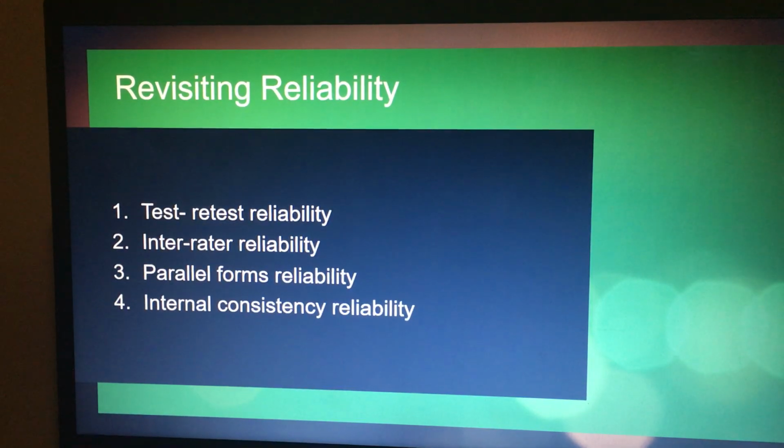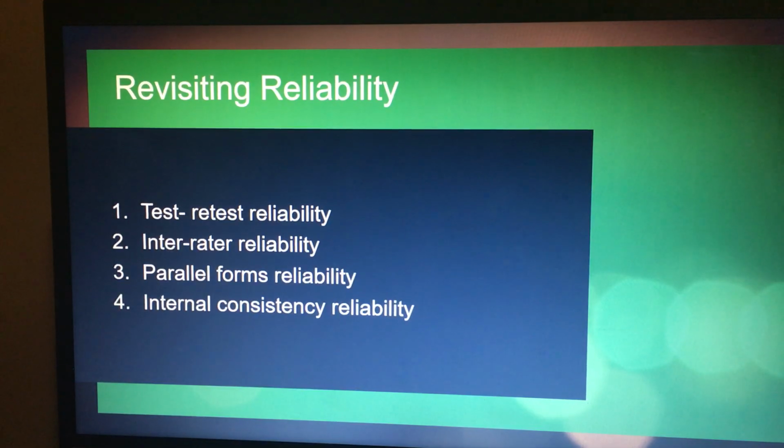So with test-retest reliability, this will assess the stability of scores over a time period. By administering the same test to the same group of individuals at 2 different points in time, we can calculate the correlation between the 2 sets of scores. A high correlation indicates that the test produces consistent results over time, demonstrating good test-retest reliability.